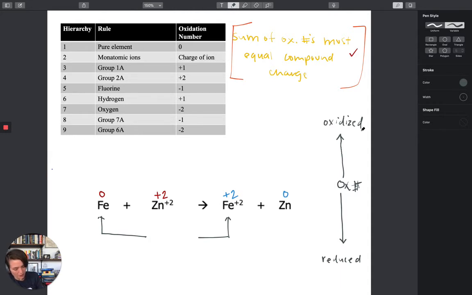Okay, so in this case, our iron went from 0 to 2. So if you think of this as 0, this is 2, it went up. So we know that it is oxidized, right? It lost electrons.